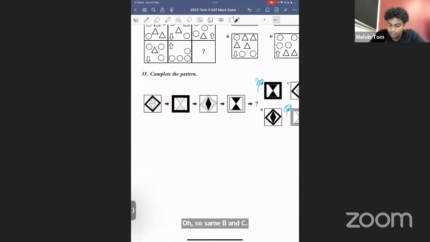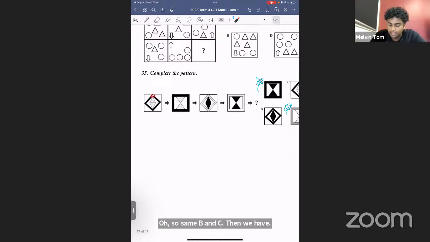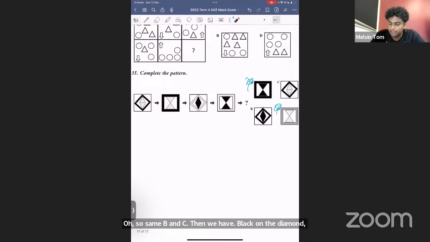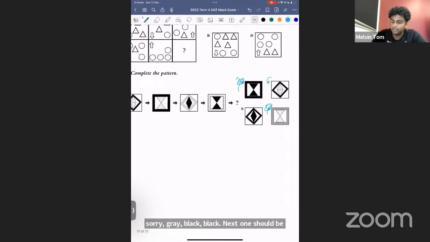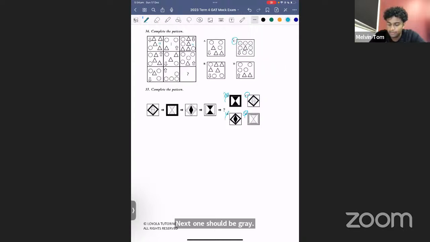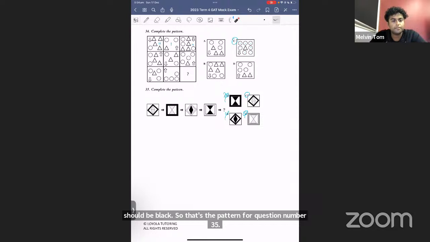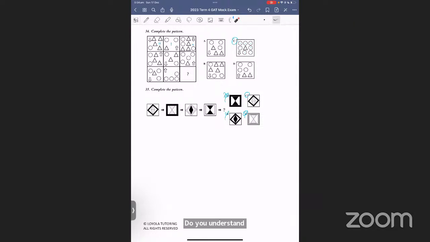Then we have black on the diamond, sorry, gray, gray, black, black. Next one should be gray. So the answer is C. Cancel out B. Back to C. And then the background, it is black, black, gray, gray. Next one should be black. So that's the pattern for question number 35. Do you guys understand? Yep. Yes. Yep.